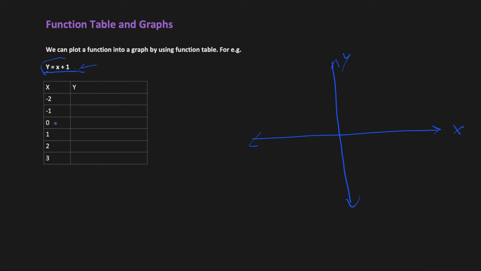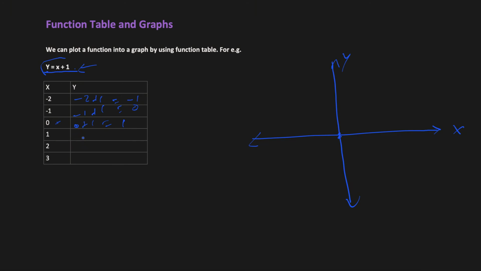And I always pick x equals 0 as one value because it's always good to understand how it is going to pass through the x-axis or y-axis. So let's look at this example. When x is minus 2, y is minus 2 plus 1, which is minus 1. When x is minus 1, y is minus 1 plus 1, which is 0. When x is 0, y is 0 plus 1, which is 1.